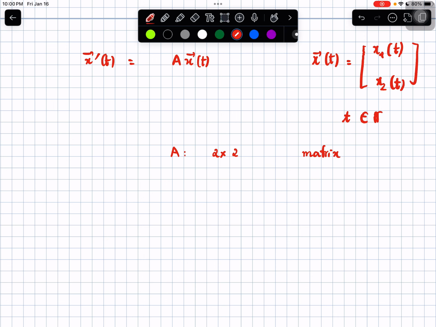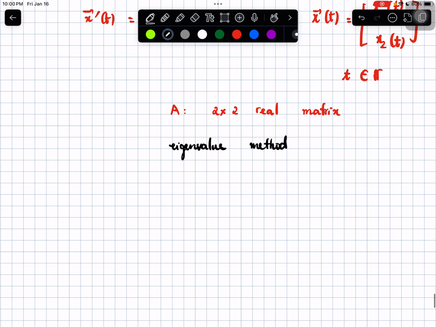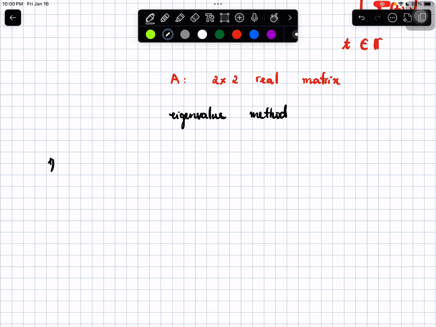We use the eigenvalue methods to solve that. There are many possibilities. The first case, we have two distinct eigenvalues, lambda 1 say negative, lambda 2 positive. In this case you would have a saddle point.